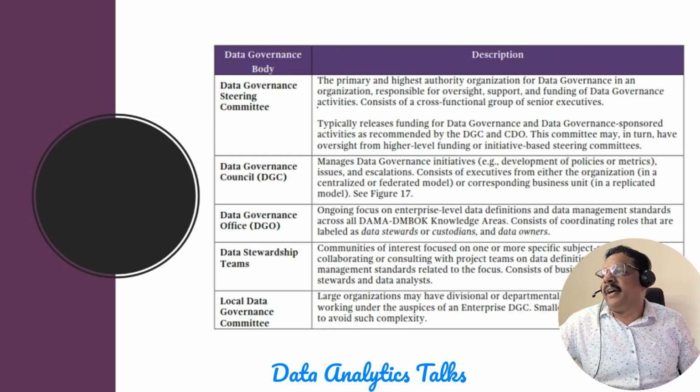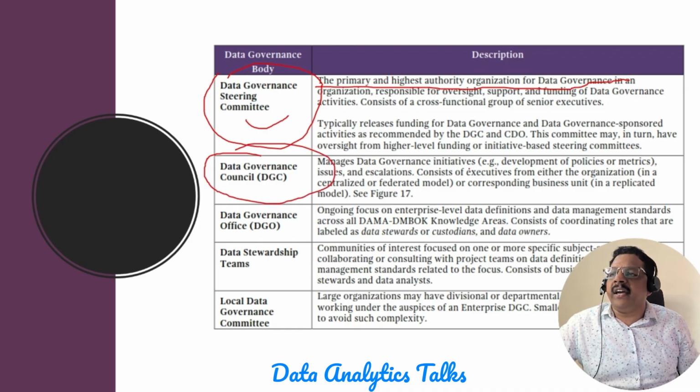When you come to the governance bodies, the data governance steering committee is the primary and highest authority organization for data governance in any organization. Then we have the data governance council, which manages data governance initiatives, development of policies and metrics, issues, and escalations. It consists of executives from the organization in a centralized or federated model, or the corresponding business unit. Then we have a data governance office, say at enterprise level.